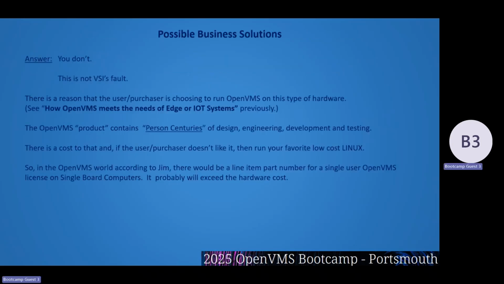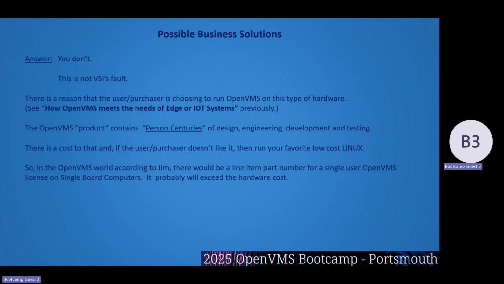In the OpenVMS world, according to Jim, you don't. This is not VSI's fault. There is a reason that the person with the single board computer wants to run OpenVMS on that hardware. See the previous slide, why OpenVMS is good for edge systems.